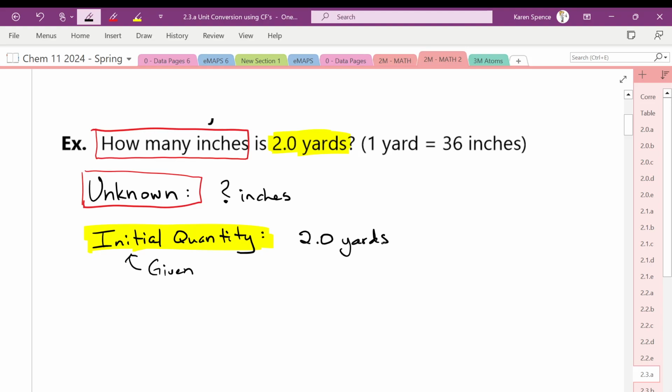All right, and finally, we need a conversion factor. And remember, in a conversion factor, we have two things that are equal.